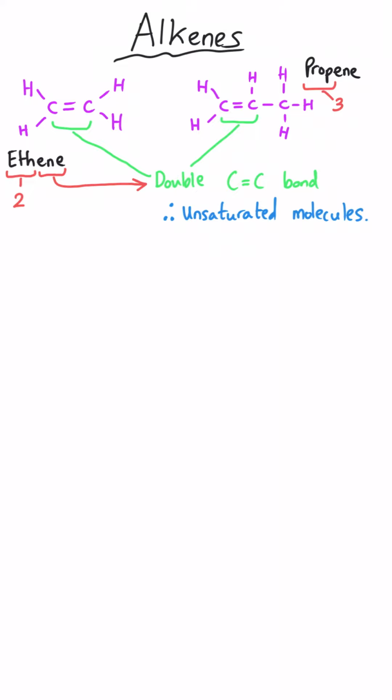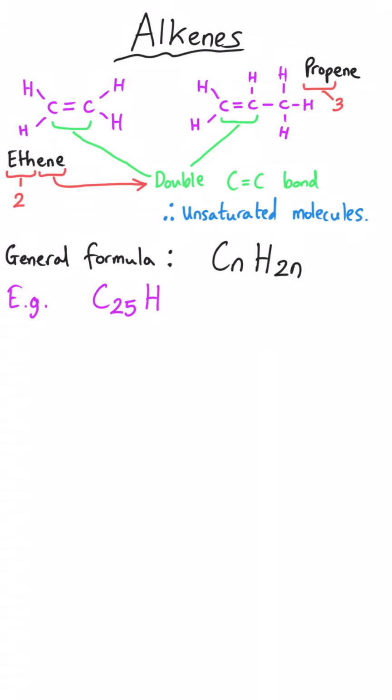And we can work out what the formula of any alkene will be using its general formula, CnH2n. So that means once we know how many carbons we've got, let's say we've got 25 carbon atoms, we simply double that number of carbon atoms, and that's how many hydrogen atoms there will be: 50. That's the general formula for an alkene.